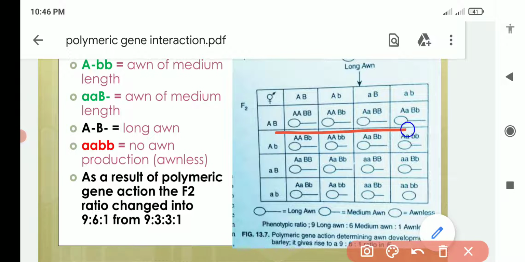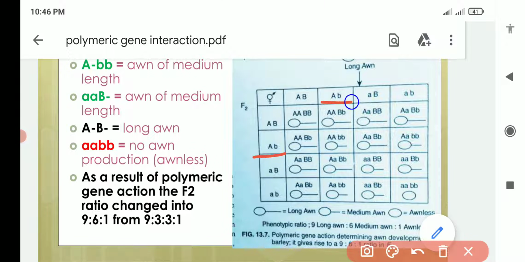Okay, because we all know that capital A and capital B both are dominant. Okay, and both are present here in each and every plant. In this plant also, in this plant, and this plant also. So when we cross this second gamete with this first gamete, then again we will observe long awn length.